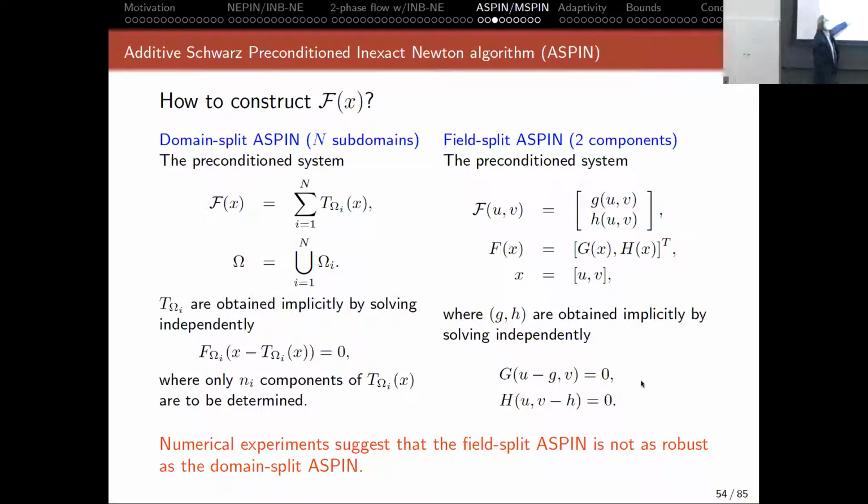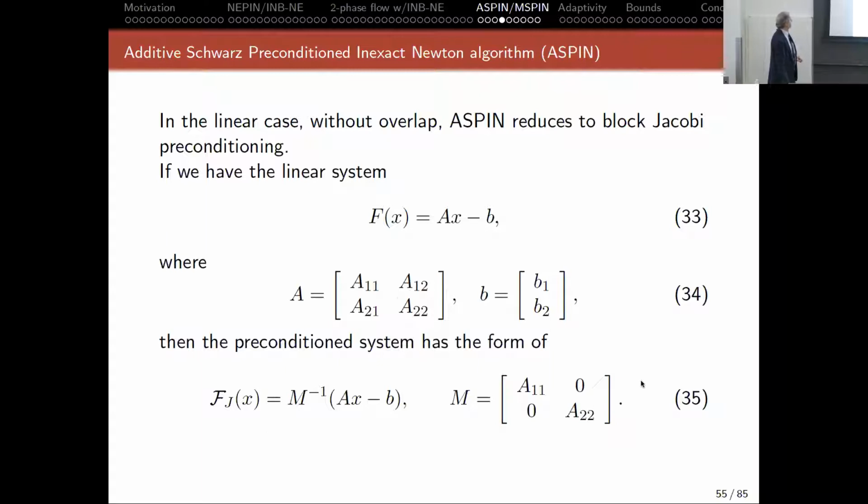So this is a domain split version. You could also imagine a field split version in a multi-component problem where you find subresiduals G and H from the original problem, and you create them by eliminating first within this original discretization the U unknowns and then the V unknowns. And this is an additive version where those are done separately and therefore potentially in parallel. In the linear case, if you did not have overlap, then ASPIN reduces to standard block Jacobi. So it sort of devolves to the right thing.